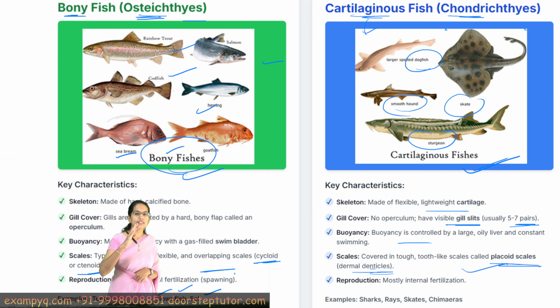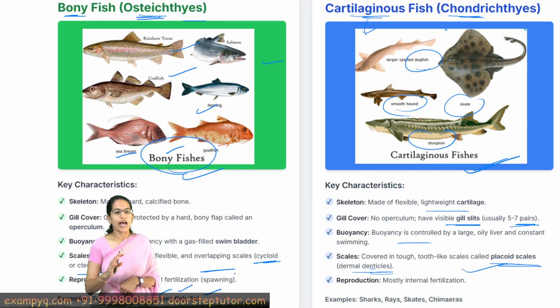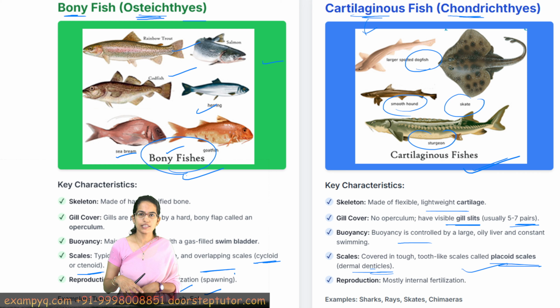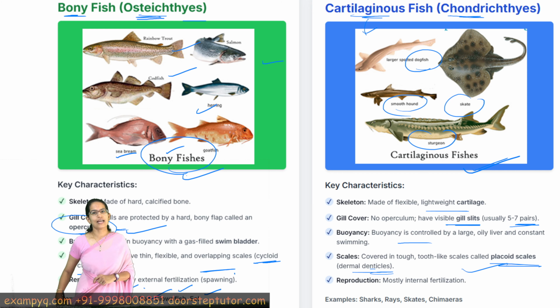Again, for buoyancy, bony fish have swim bladders as opposed to the cartilaginous fish which have an oily liver which controls the buoyancy, and the gill cover is protected by a flap which is known as the operculum in the case of bony fish. So those are some of the major differences that we have understood between a bony fish and the cartilaginous fishes.